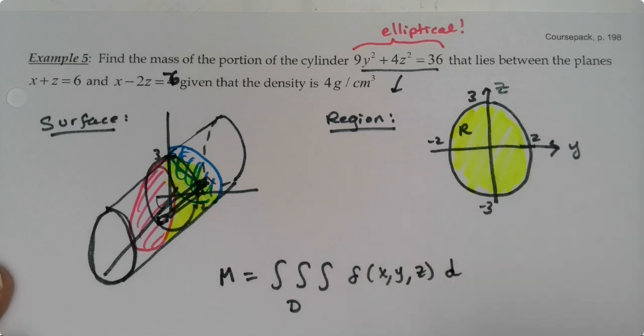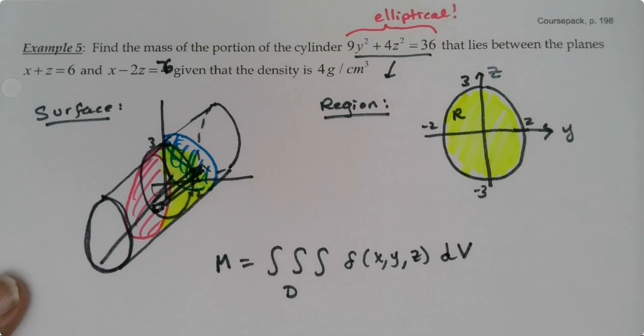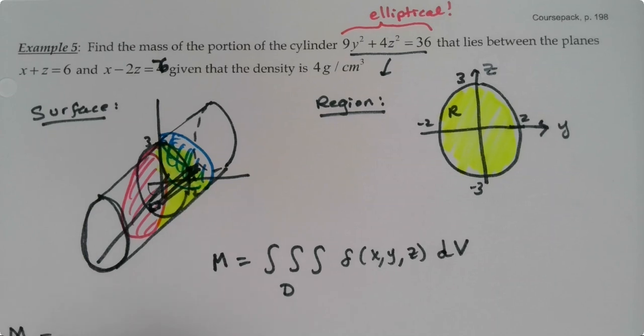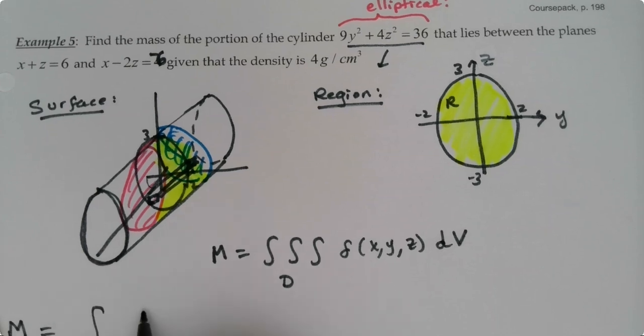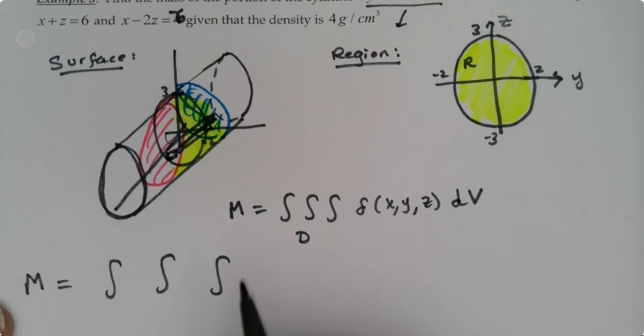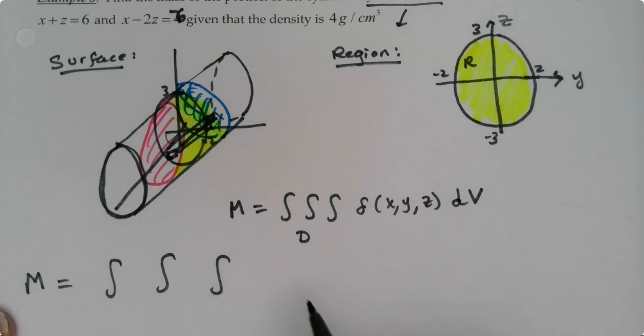And then we have to ponder which way we're going to go, but I'll just say dV for right now. Okay, so mass is equal to the triple integral, and this is all the work, right? The work is setting this up. Once we've set it up, the integration is usually not too terrible, although we can always make an exception.